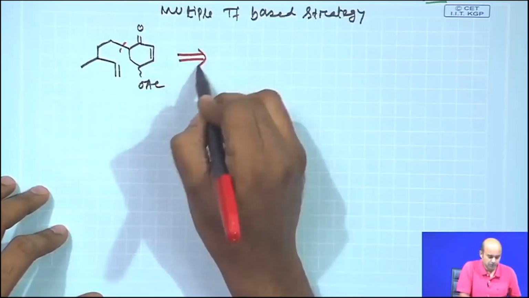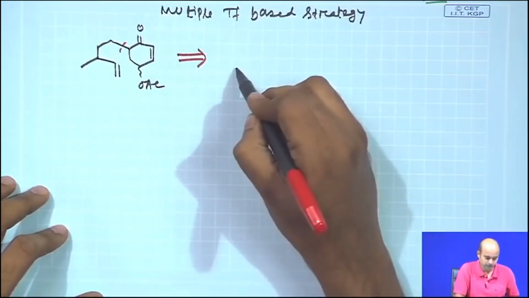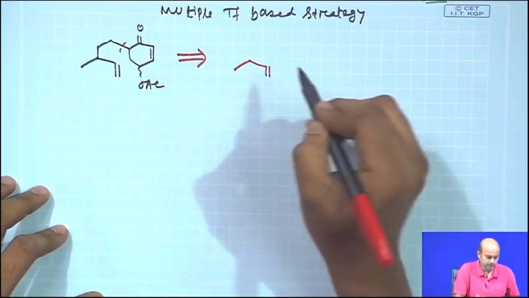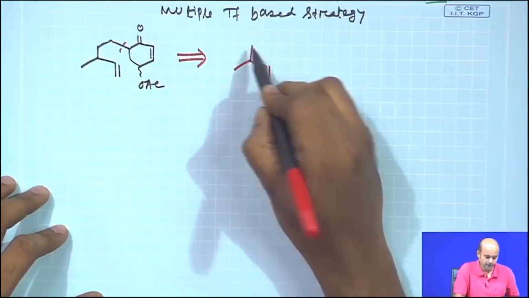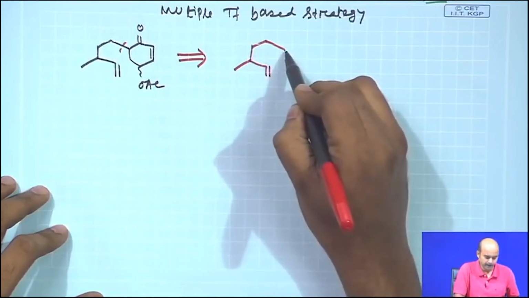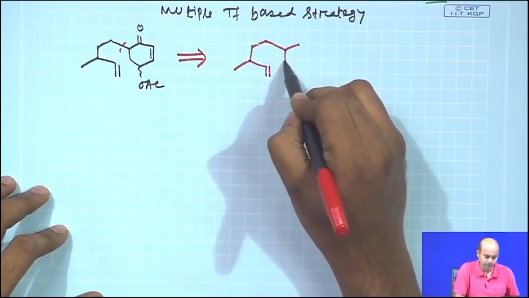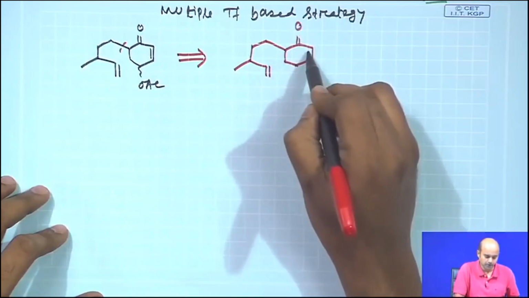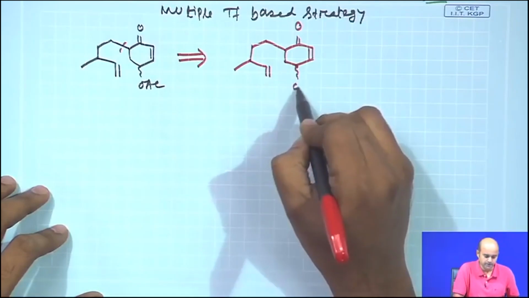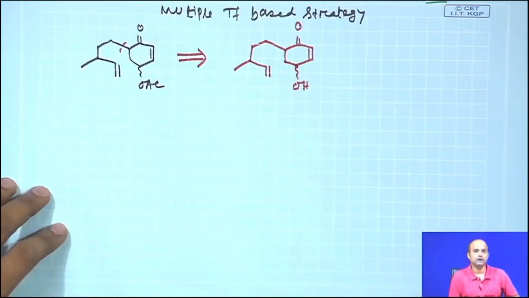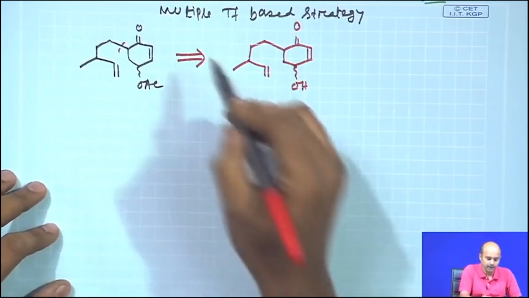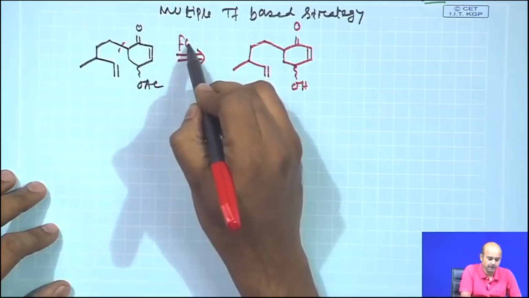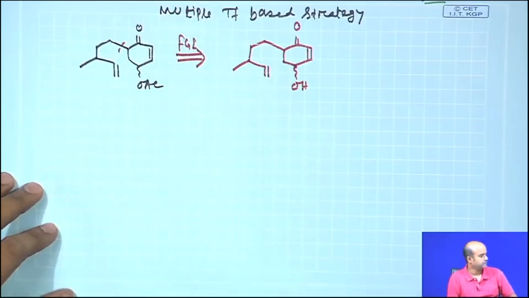And eventually this compound, we first draw the retro. The retro says that this final target molecule having an acetate functionality in the cyclohexene core, we will probably put it as an OH, because alcohol can be easily converted to the corresponding acetate by a standard functional group interconversion.